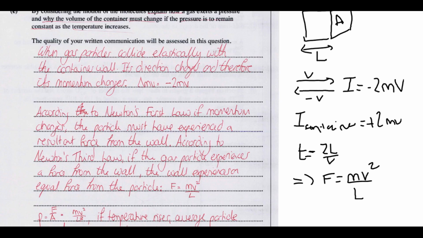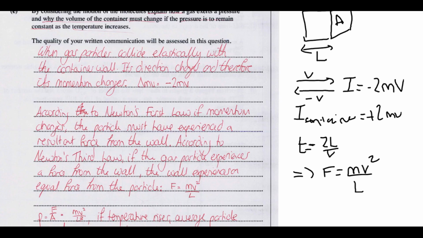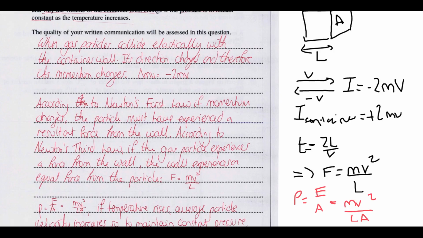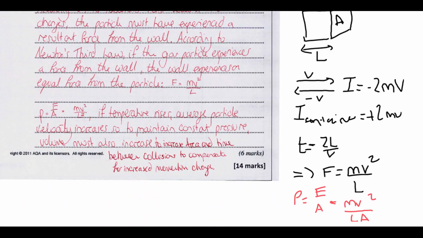Just move those up a little bit. And we know pressure is force over area. So that's going to be mv squared over L times by the cross section. So there's the area of the side we're looking at. So there's the pressure from one gas particle on the container wall. So that's what we're doing. We're going to move into this second section here.